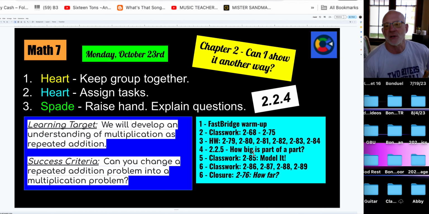If we get done early, I think we're probably going to finish somewhere in here. We will model it, and if we get through that, we're going to do 286 to 289 in classwork, and then our closure question is 276. How far did they move?